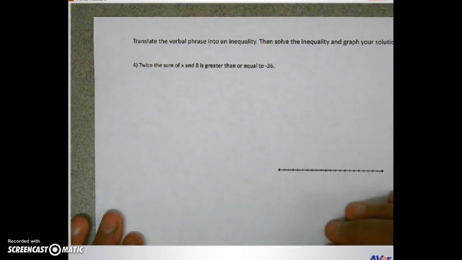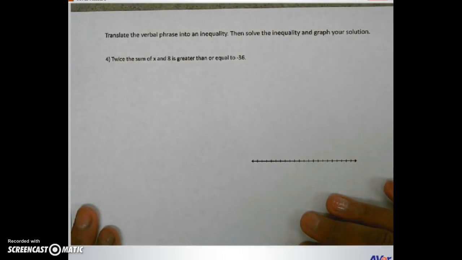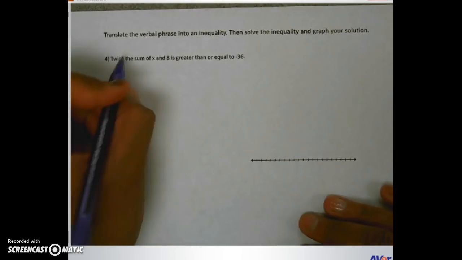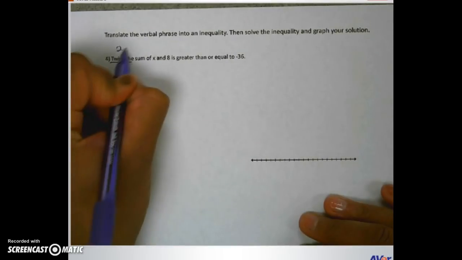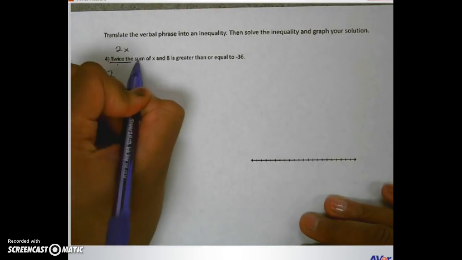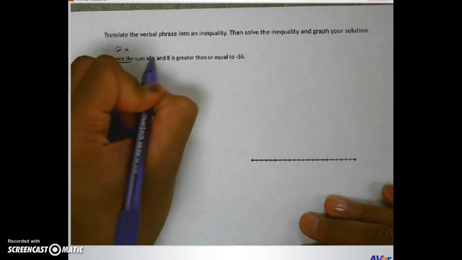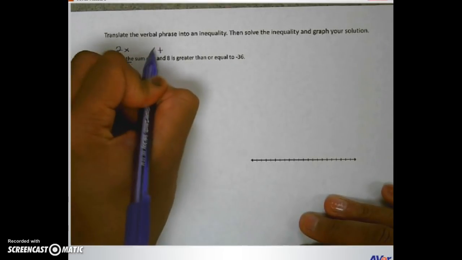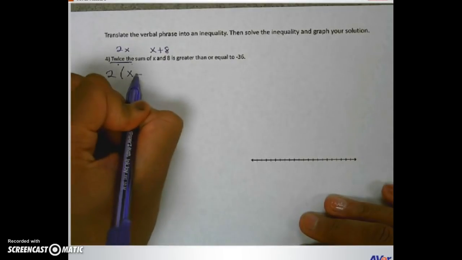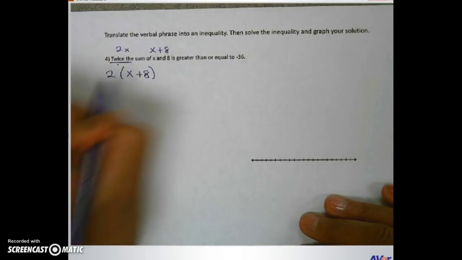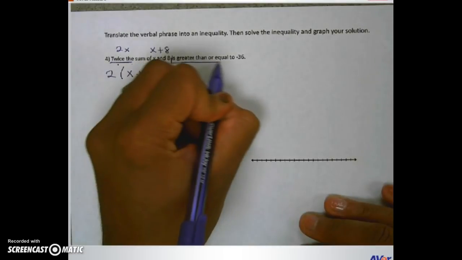Okay, what's next, beautiful people? Translate the verbal phrase into an inequality, then solve the inequality and graph your solution. So let's translate twice the sum. Well, I see twice and I think 2 times. So twice the sum of x. Sum means addition, and I'm adding x plus 8. So 2 times the sum of x and 8 is greater than or equal to.